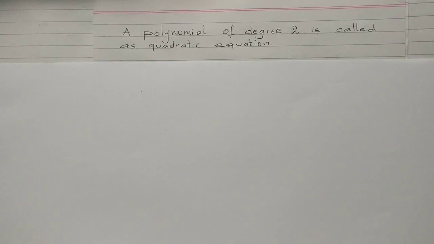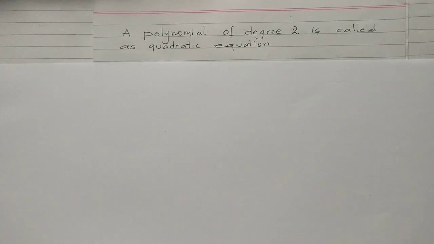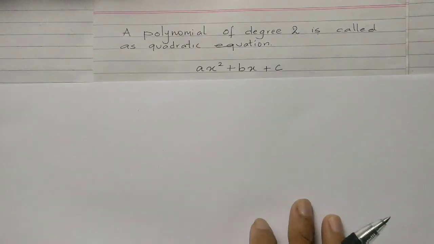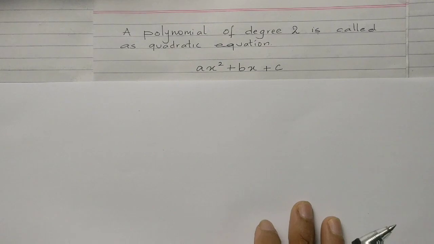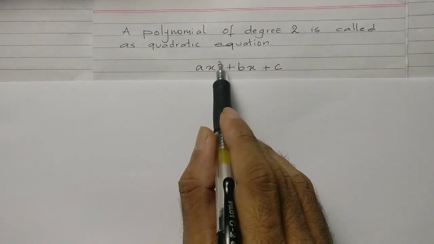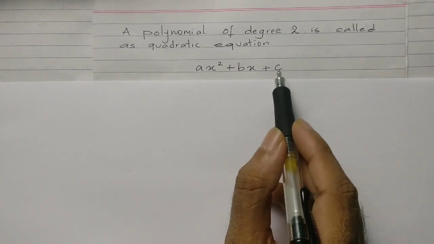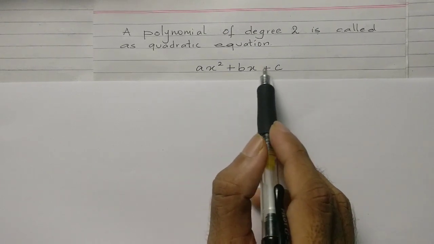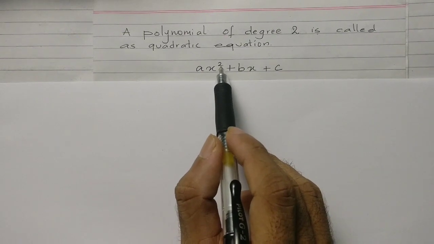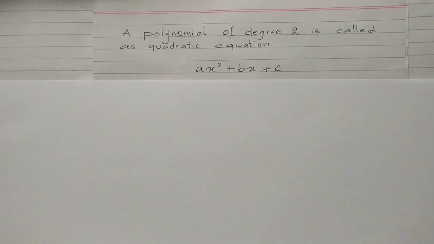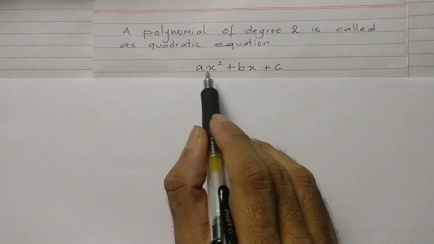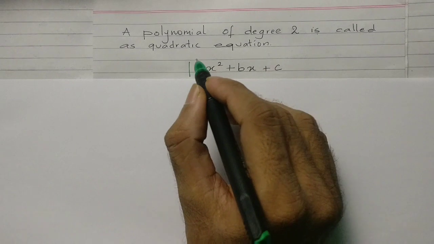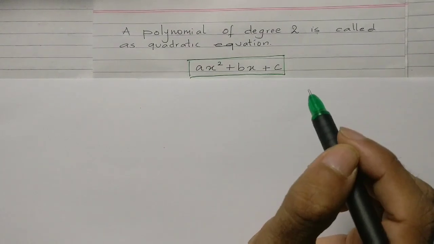A polynomial of degree 2 is called a quadratic equation. That means the degree of the polynomial has to be 2 to be called a quadratic equation. Here is the general form of a quadratic equation: ax square plus bx plus c. When this number over here is changed to any other number, then it won't be a quadratic equation. Since it is 2, it is a quadratic equation. Kindly ignore the sound, please. So remember this general equation, ax square plus bx plus c. This is important when you are going to solve questions.